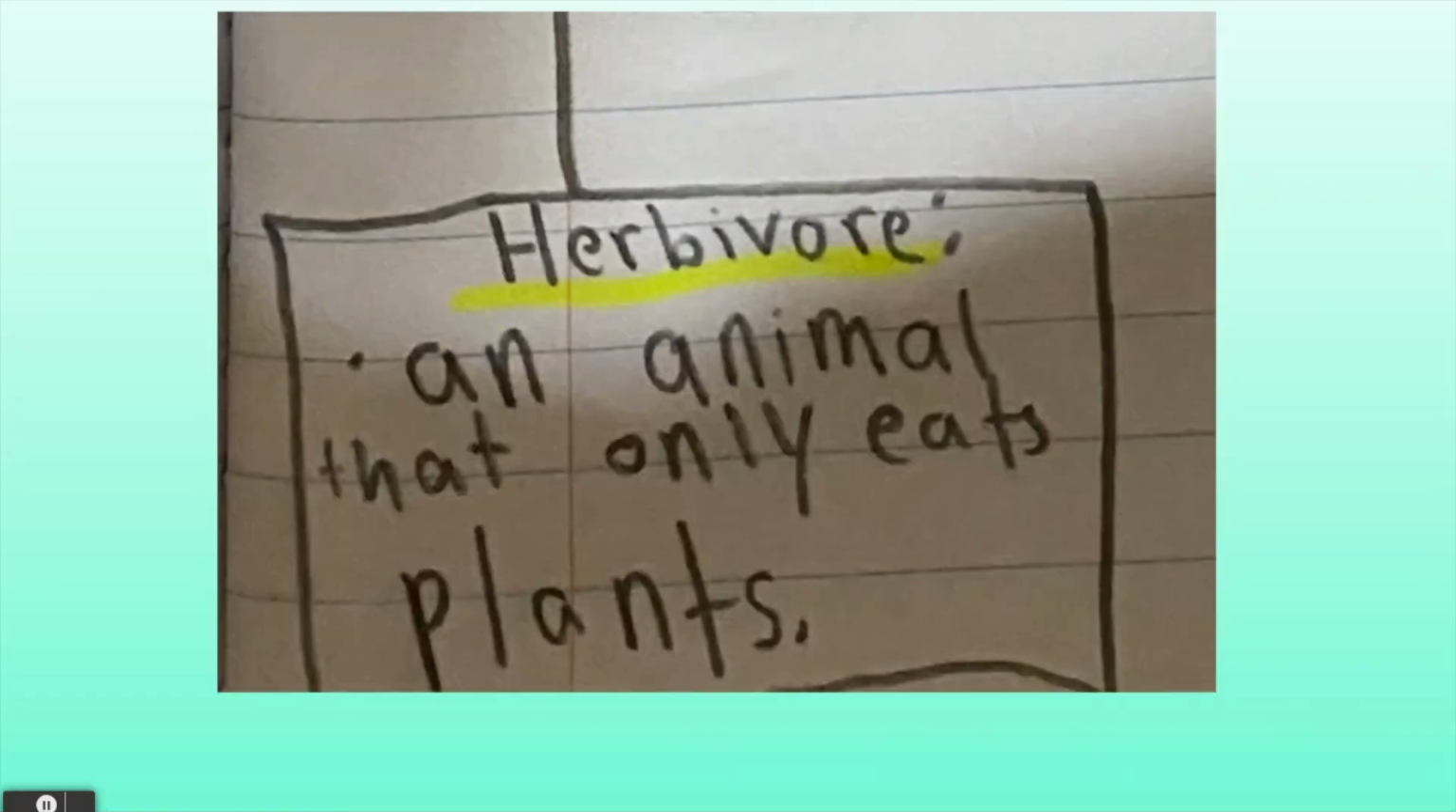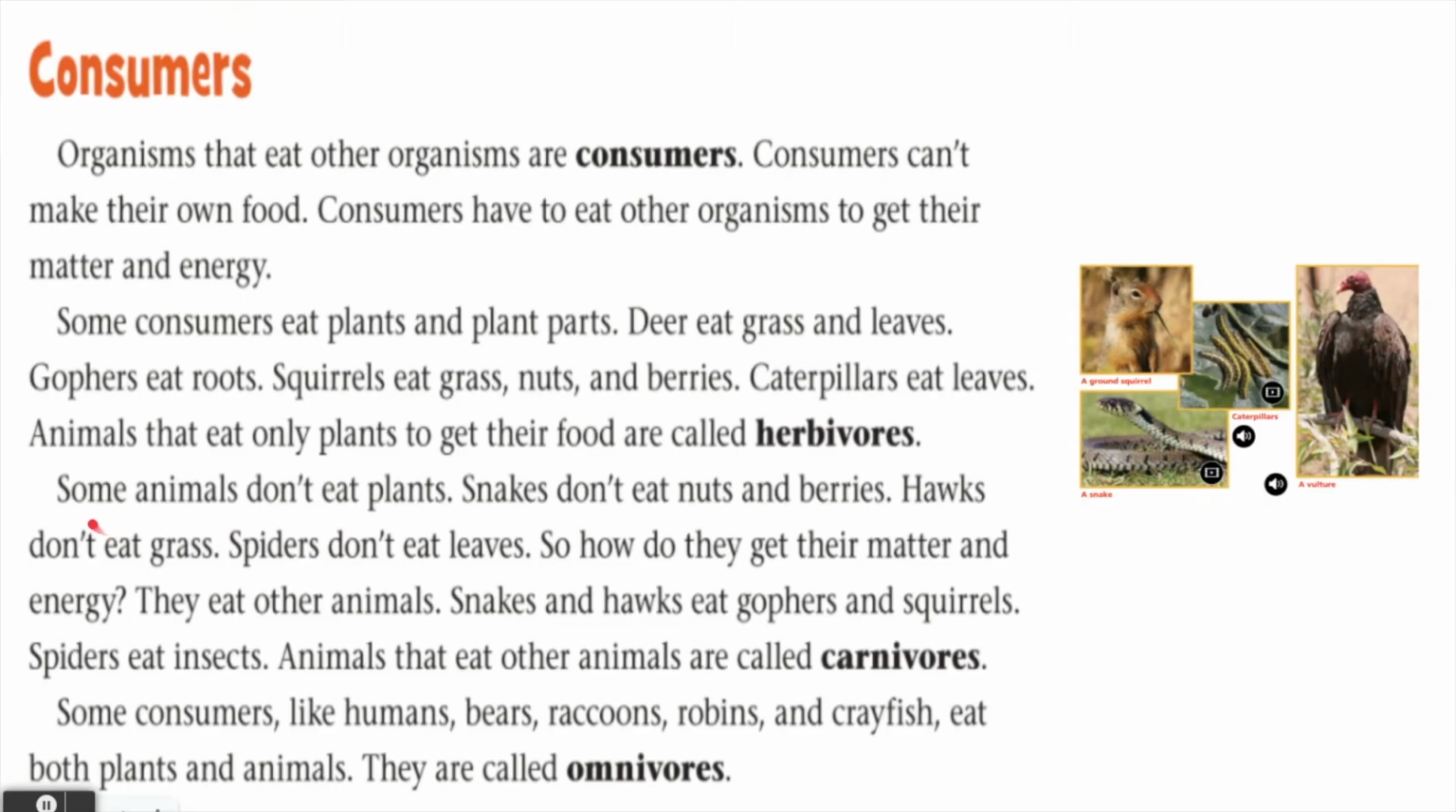Alright, now that you have added herbivore into your journal, let's keep reading our FOSS ebook to add our second type of consumer. Some animals don't eat plants. Snakes don't eat nuts and berries. Hawks don't eat grass. And spiders don't eat leaves. So how do they get their matter and energy? They eat other animals. Snakes and hawks eat gophers and squirrels. Spiders eat insects. These animals that eat other animals are called carnivores.